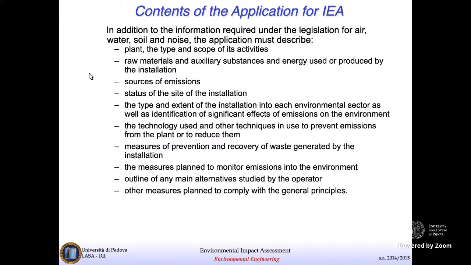This is an important part of the integrated environmental authorization. There are also indications on the monitoring measures required to verify, to certify that the plant is working as expected. Outline of any main alternative studied by the operator, as is always the case in an environmental impact assessment procedure, the discussion and presentation of alternatives, and other measures planned to comply with the general principles.